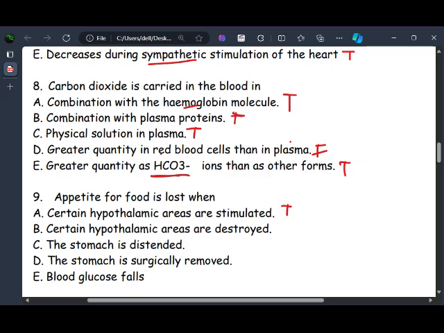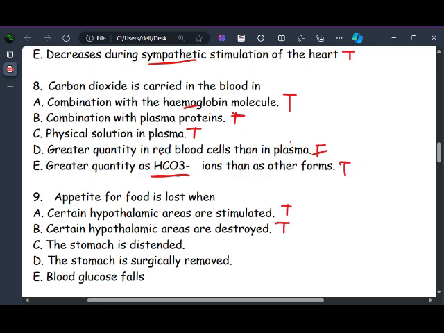Then B, certain hypothalamic areas are destroyed. Let's say you destroy the hunger areas. Remember that we had the satiety and the hunger areas. If you destroy the hunger areas, then you're not going to feel hungry, because you no longer have receptors to tell you that you're actually hungry. So you're not going to have appetite for food. So this one is true as well.